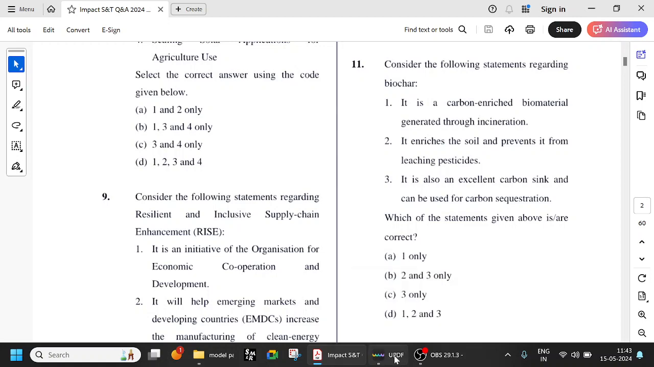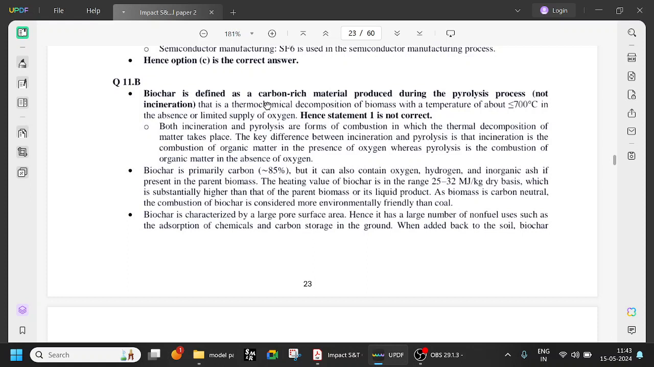So first let us look at what is biochar. Biochar is defined as a carbon-rich material produced during the pyrolysis process. Okay, not incineration. Incineration is different. Pyrolysis is a thermochemical decomposition of biomass at a temperature of less than 700 degrees, in absence or limited supply of oxygen. So there won't be much oxygen, and there is going to be high temperatures of near to 700 degrees centigrade, and there is going to be thermochemical decomposition of biomass.